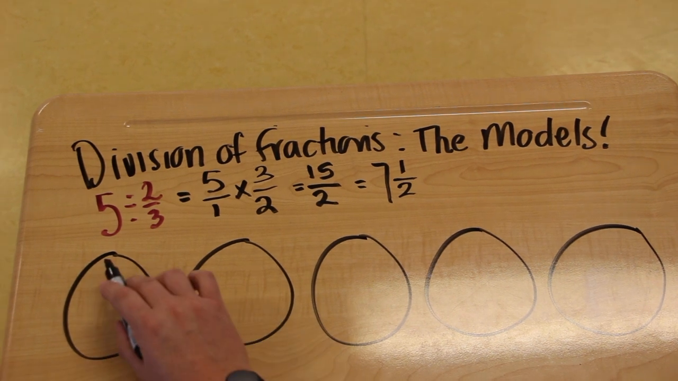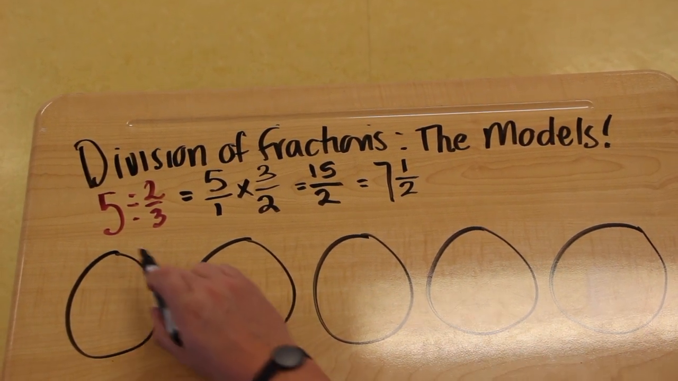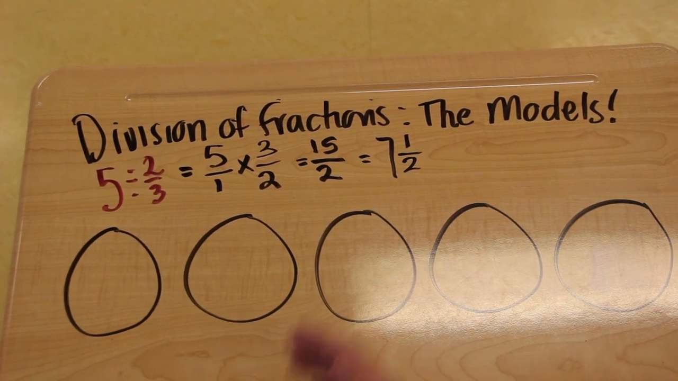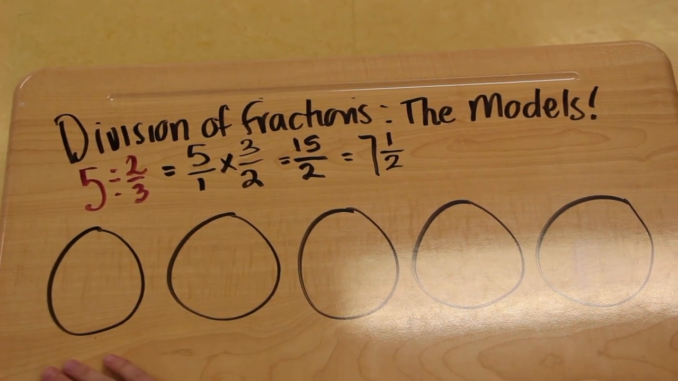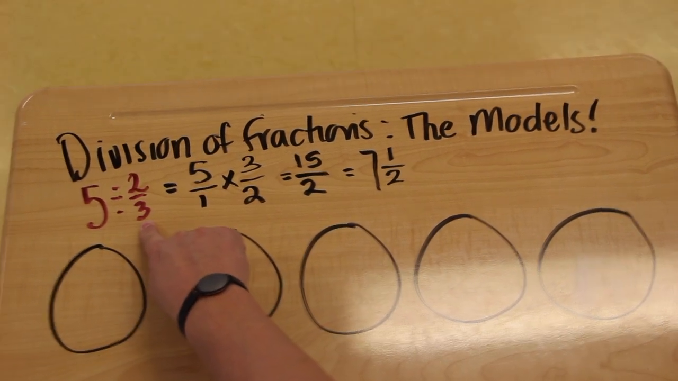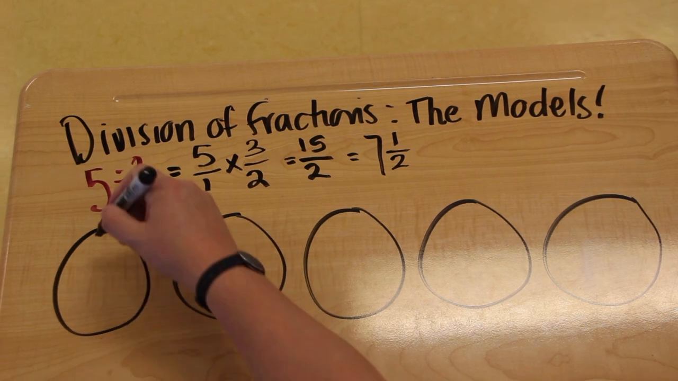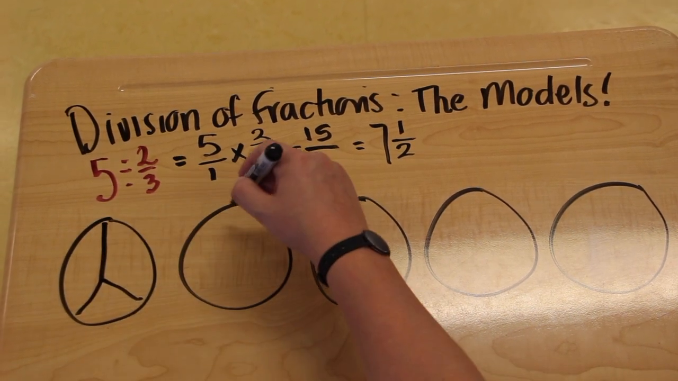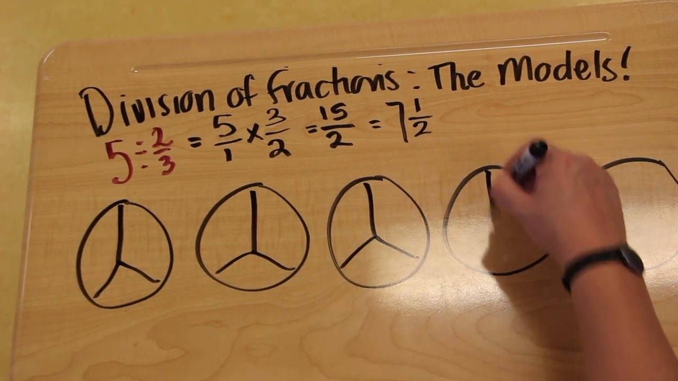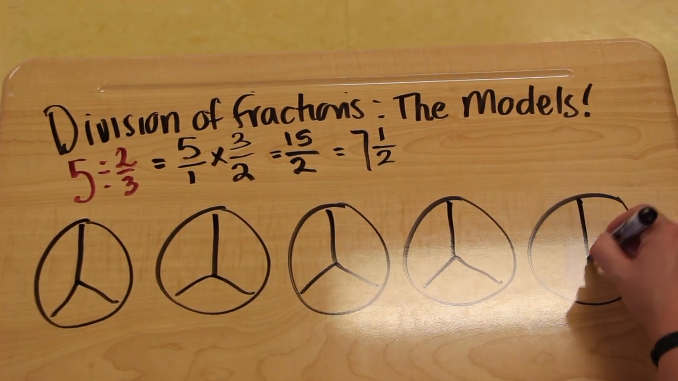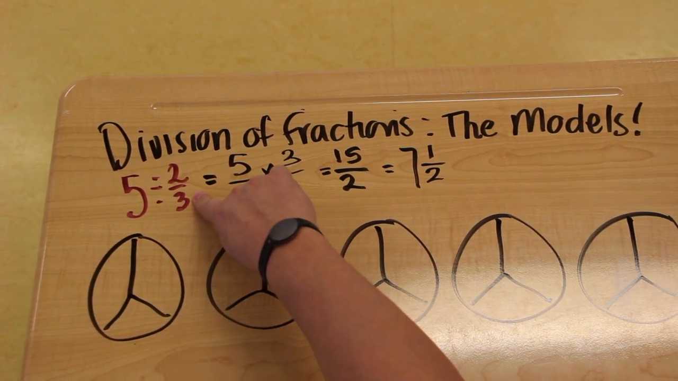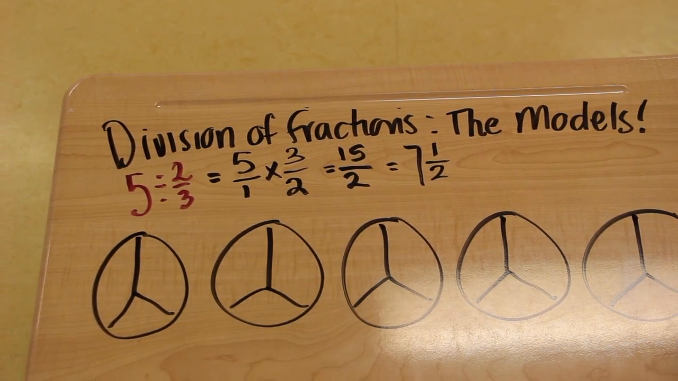If we have 5 wholes and we divide them into 2/3, what will we have? So once we have our 5s, we're going to cut them all into pieces that are represented by our denominator. So I'm going to divide each one of these circles into thirds. And we want to know how many 2/3 we can get out of 5 wholes.